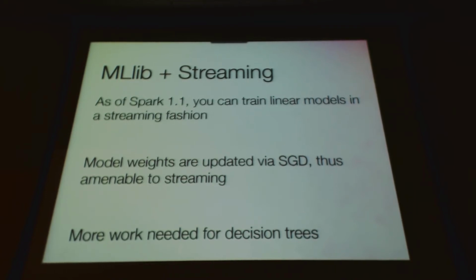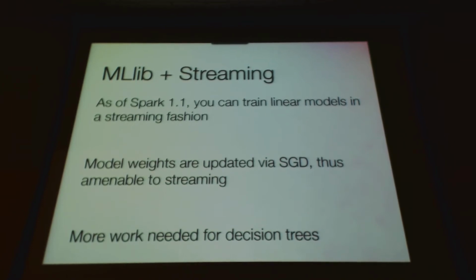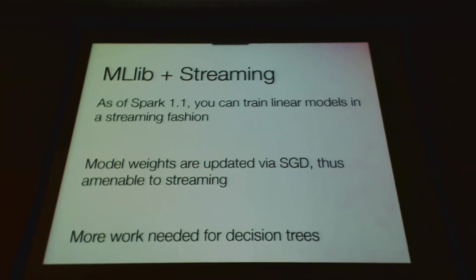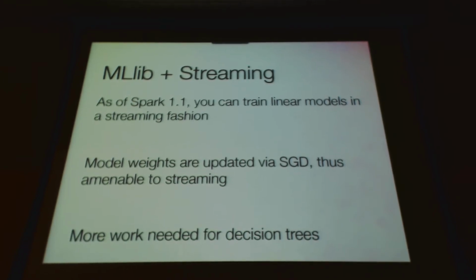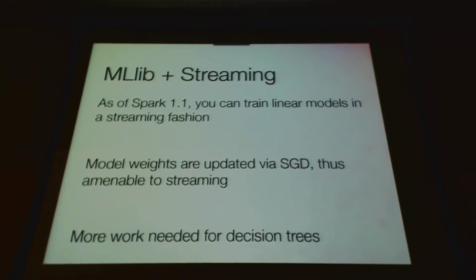We're trying to get streaming k-means in as well. Hopefully it will make it in 1.2, the PR is being worked on right now, but I can't promise that. But it will certainly be in 1.3. Decision trees are a little more difficult. All of the linear models you can do this with: SVM, least squares, logistic regression, because they all can be trained with stochastic gradient descent, and stochastic gradient descent lends itself nicely to streaming algorithms.